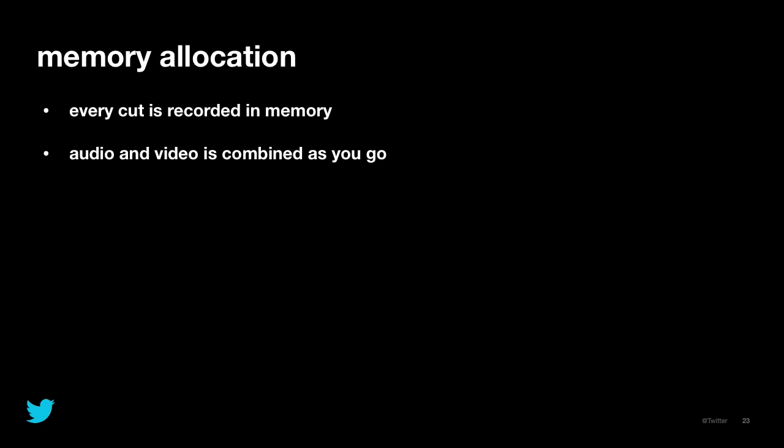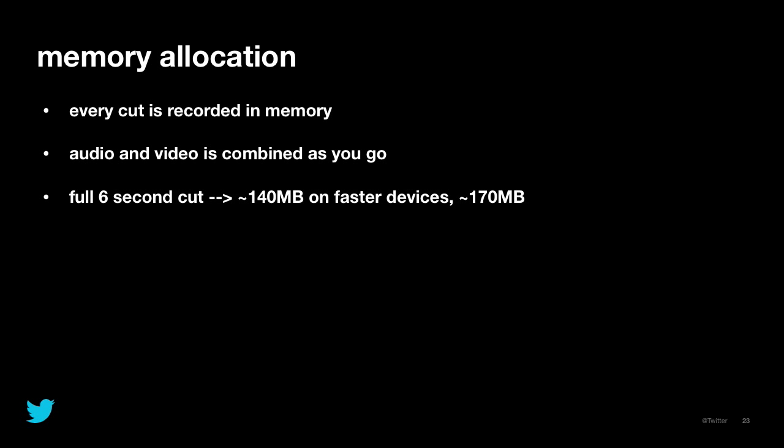So what we do is every cut is recorded in memory, and the audio and video is combined as you go. As you continue to record, we're already starting to combine the audio and video. But what this ends up meaning is that for a full 6-second cut, you may need about 140 megabytes of memory on a faster device and about 170 on a slower device.